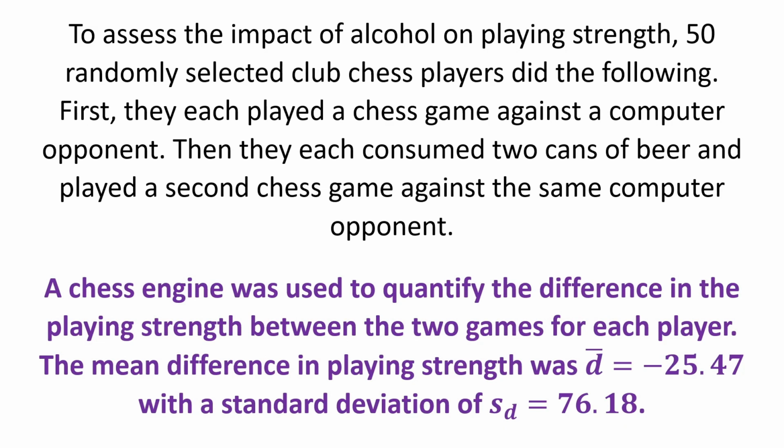In this instance, we have our experimental units. That would be each individual chess player. And each of those experimental units is subjected to 2 measurements. One before they drink the 2 cans of beer and one after. And so each data point is a difference. For each individual experimental unit, for each chess player, there is a measured difference. And so d bar is the mean of all those measured differences. In this case, there's 50 measured differences.